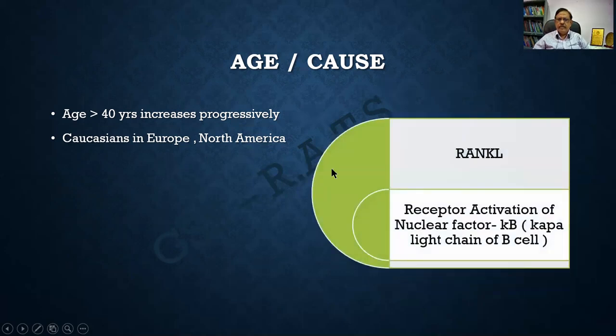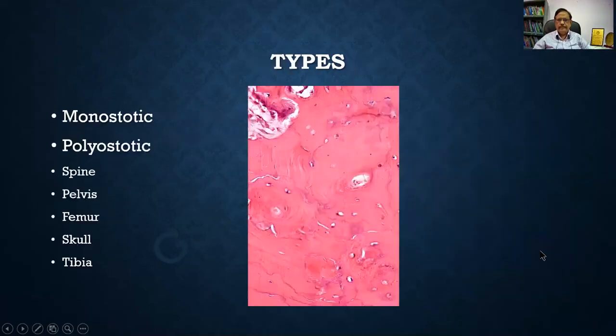One thing that we should remember is the RANKL. What is this RANKL? Receptor activation of nuclear factor for the kappa light chain of the B cell. Very long, but we shall remember it is important and it can be an MCQ for us. RANKL.